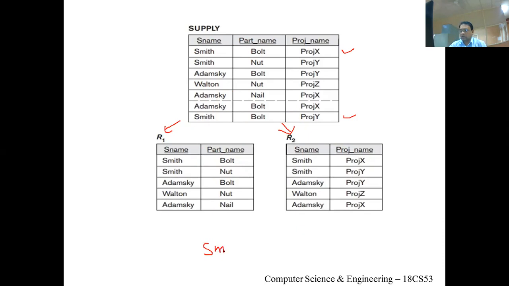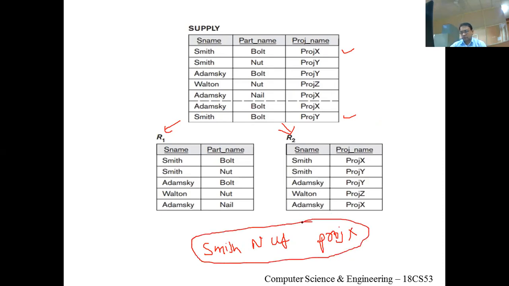If you perform this, Smith, Nut, Project X, Project X is not there, because Smith is not supplying a part named nut to Project X, but still we are getting this information. There is a loss of information here. An additional tuple, we are getting it. So this decomposition does not guarantee the production of the original results.